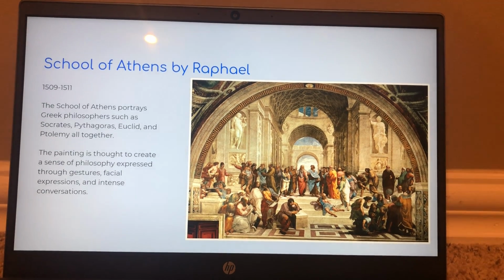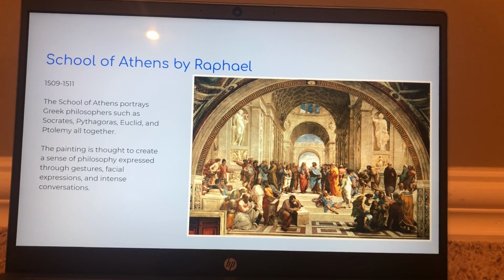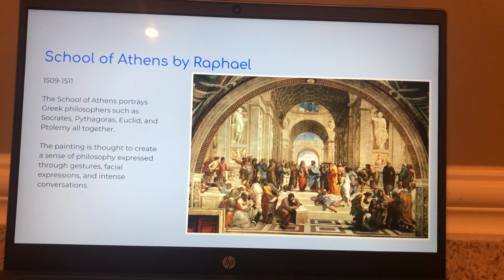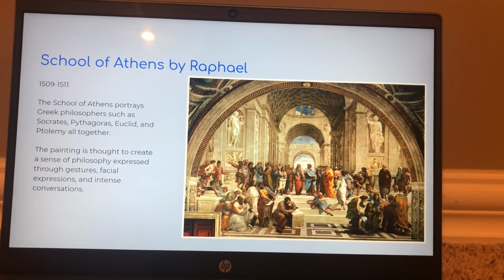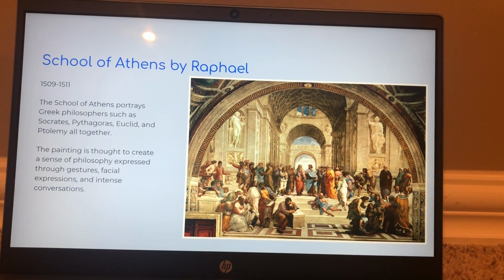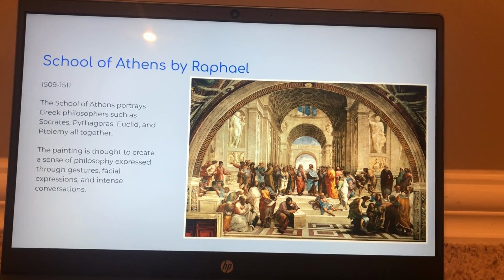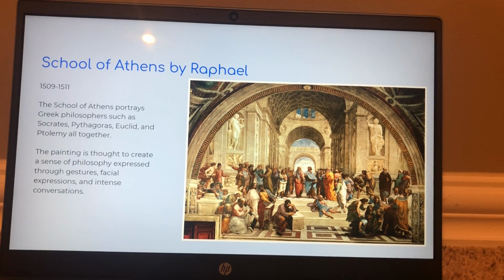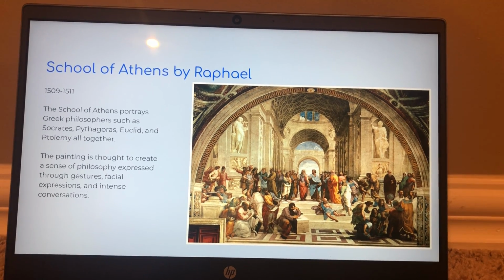The first piece I will be talking about today is The School of Athens by Raphael. This piece was created from 1509 to 1511. The School of Athens represents the great philosophers, scientists, and mathematicians at the time, all gathered together sharing their ideas, as well as learning from one another. Not all these figures lived at the same time. However, in this painting, they are all gathered under one roof together.